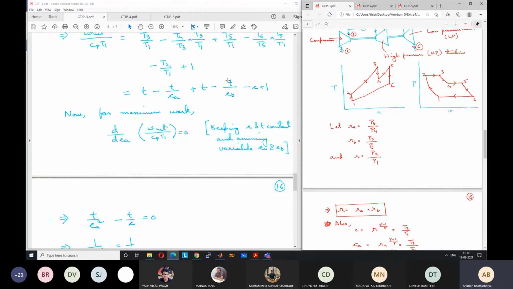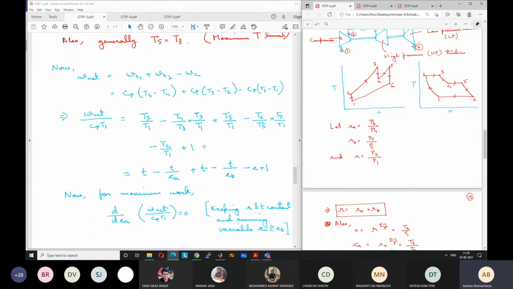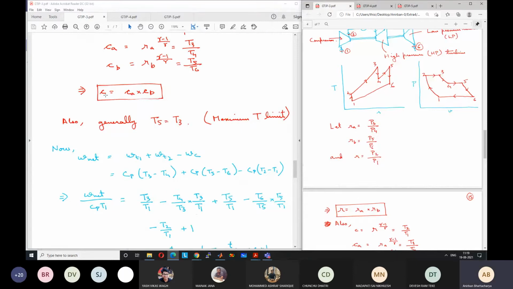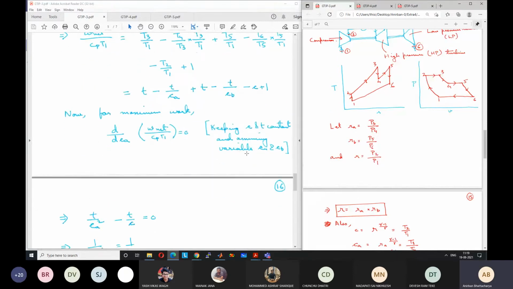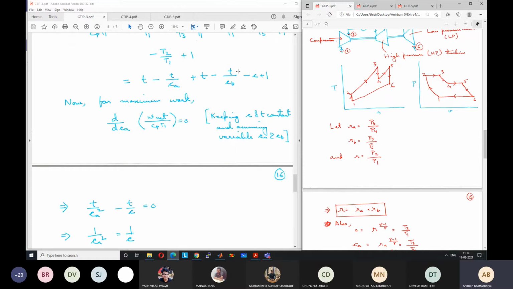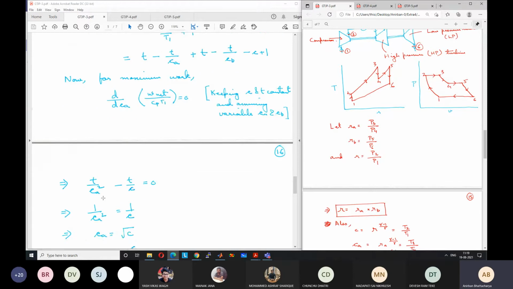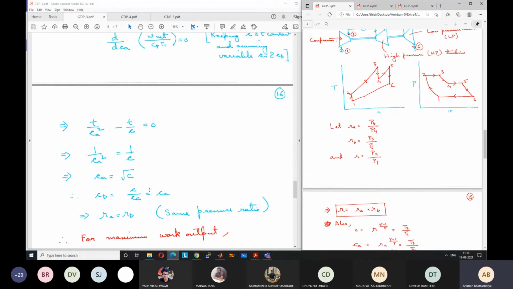Fourth term is minus T CA by C; what is CB? CB is C by CA. So the fourth term is minus T CA by C. If you take a derivative with respect to CA, you will get minus T by C. And then C and 1 are constant, so the derivative of those vanishes. So we are left with T by CA square minus T by C equal to 0, or CA is equal to root C.